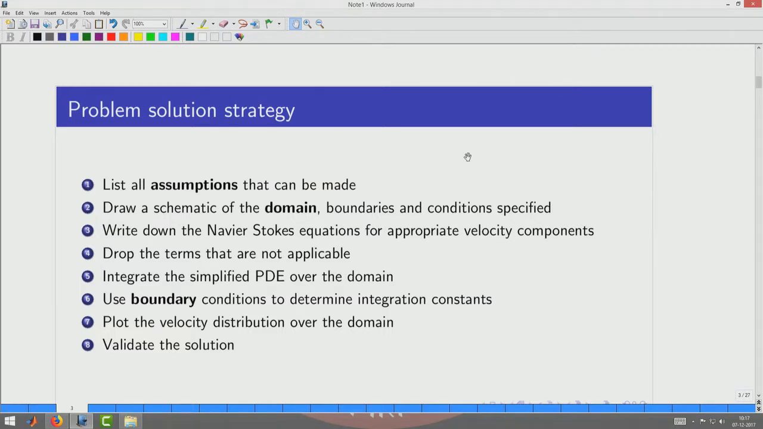And then in the end we validate the solution because the entire process is subject to assumptions that the velocity distribution is given by solution of the Navier-Stokes equation, and this is usually when the laminar assumption is valid. So, we need to check the Reynolds number being within the range that is applicable for that particular problem.